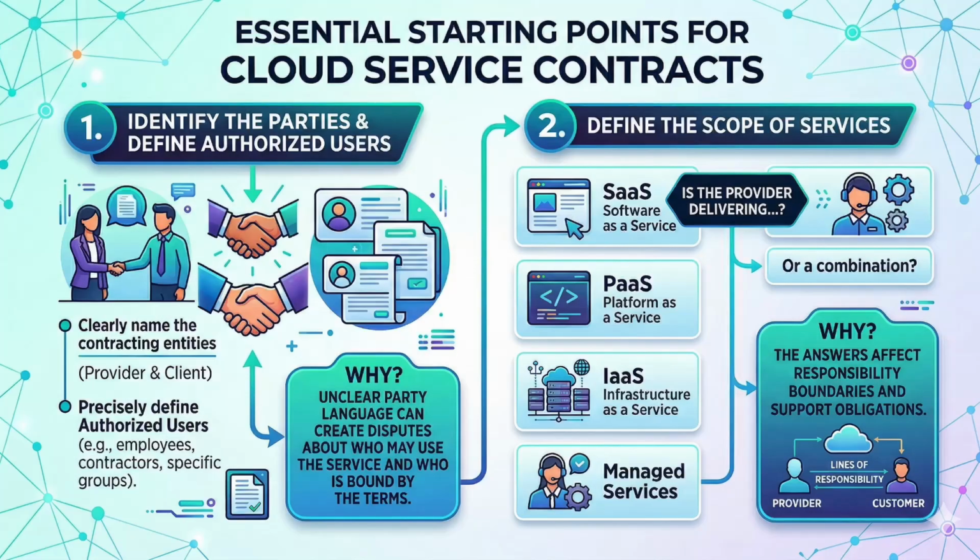Core commercial terms. The commercial section gives the contract its shape. Start with the parties and the definition of authorized users, because unclear party language can create disputes about who may use the service and who is bound by the terms. Then define scope. Is the provider delivering SaaS, PaaS, IaaS, managed services, or a combination? The answer affects responsibility boundaries and support obligations.